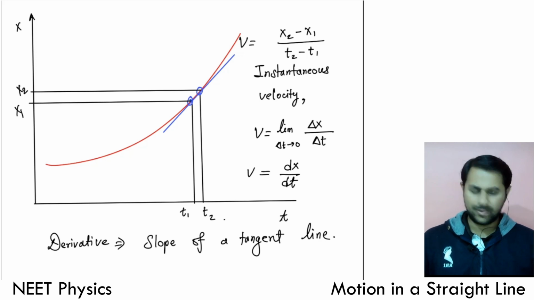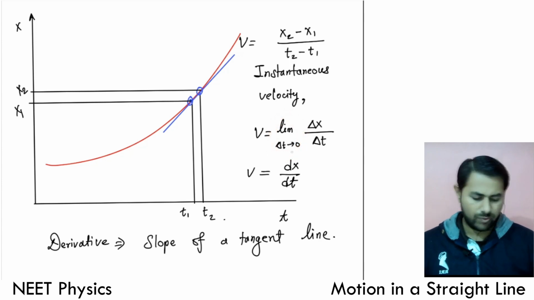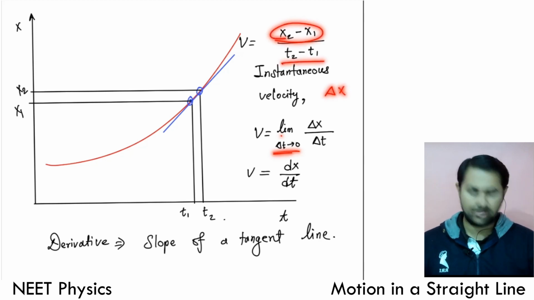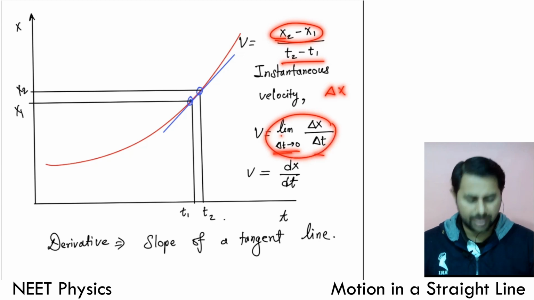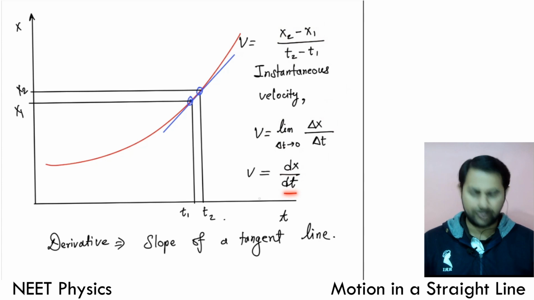Good, very good. This slope gives us the instantaneous velocity. Now if the time interval is very small, we write it like this: limit delta t tends to 0, x2 minus x1 is written as delta x, t2 minus t1 is delta t, and this is called the derivative of position with respect to time. So the instantaneous velocity is given by the derivative of position with respect to time.